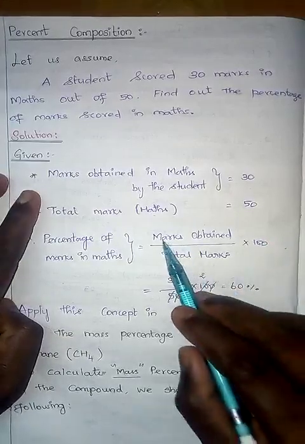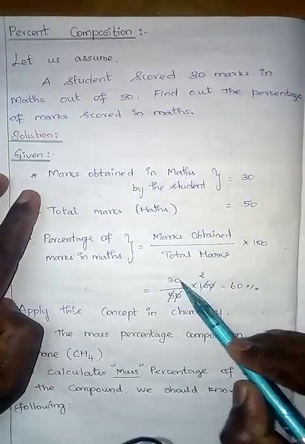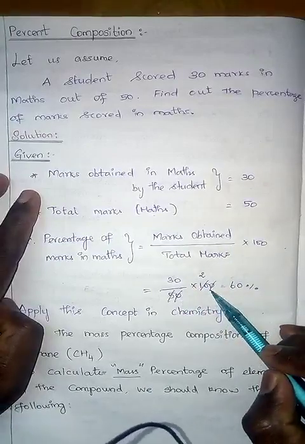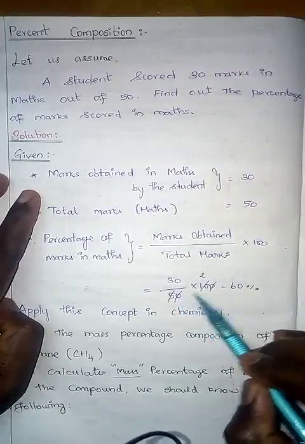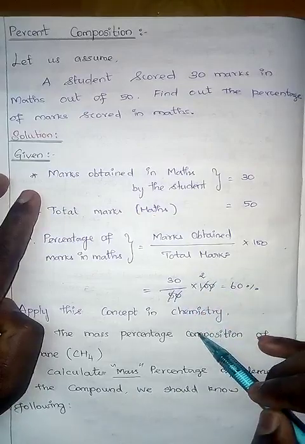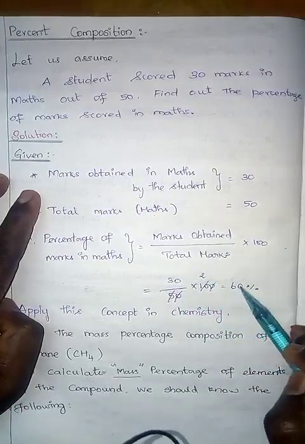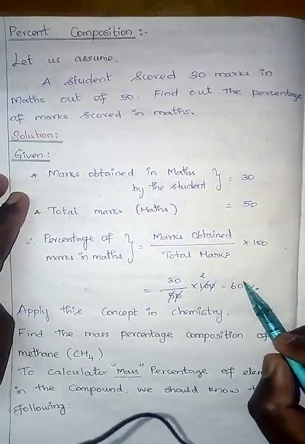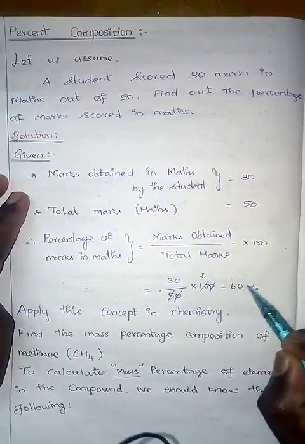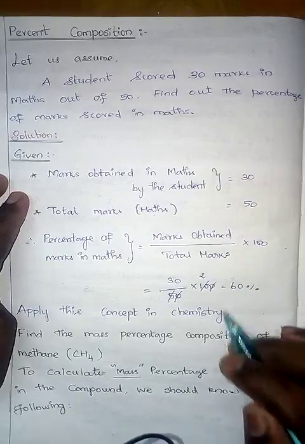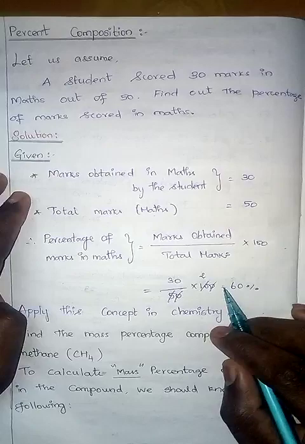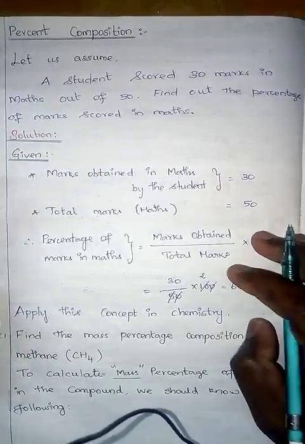Now, what is the mark obtained by the student? 30 marks. Total mark is 50 into 100. 50, 100, 2 times it is. 30 into 2, 60. So the student scored 60% in his maths exam. So it's a very easy way to calculate, right?